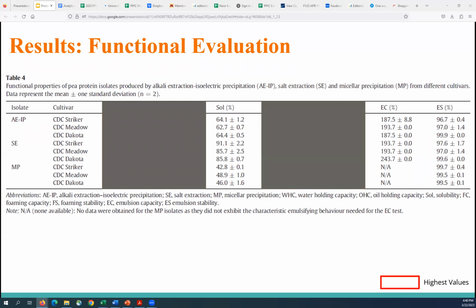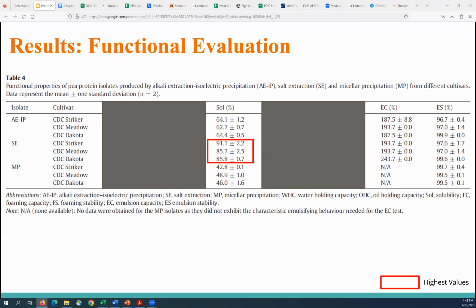Next, we talk about functional evaluation. In this step, we talk about solubility, emulsion capacity, and emulsion stability. Solubility was tested at pH 7. Solubility here is related to the folding of the protein and the exposure of hydrophobic versus hydrophilic groups. Hydrophobic groups result in protein-protein interaction and insolubility.